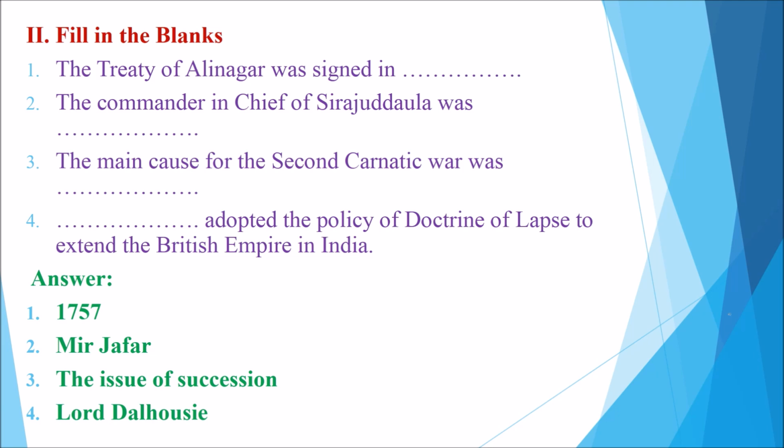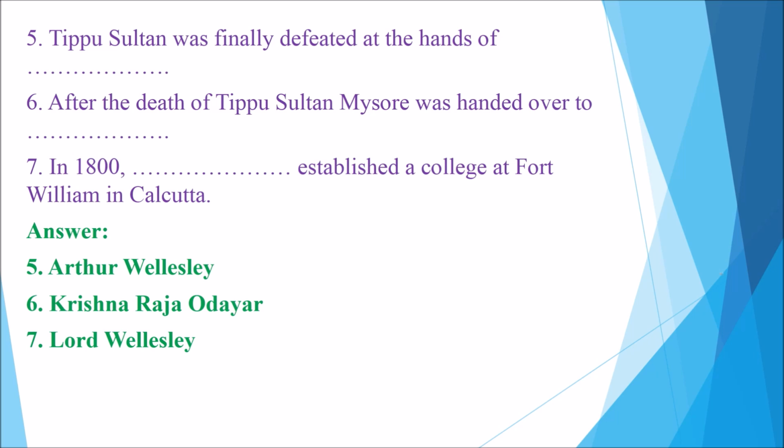Question number 4. Dash adopted the policy of doctrine of lapse to extend the British Empire in India. So the correct answer is Lord Dalhousie. Question number 5. Tipu Sultan was finally defeated at the hands of dash. So the answer is Arthur Wellesley. Question number 6. After the death of Tipu Sultan, Mysore was handed over to dash. So the answer is Krishnaraja Odayar.